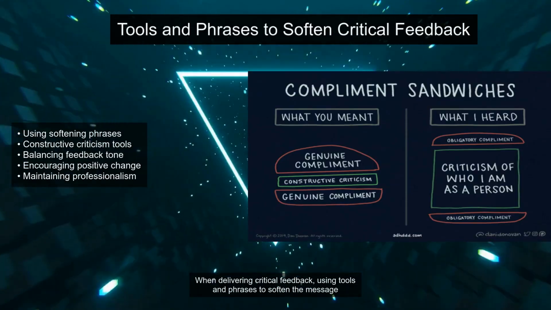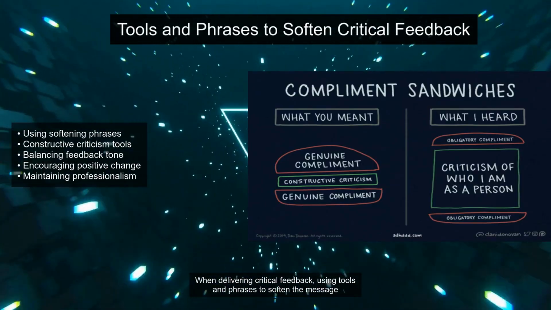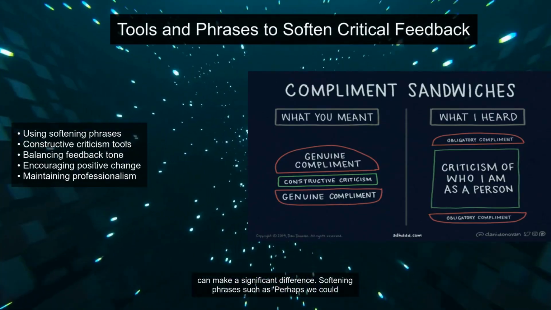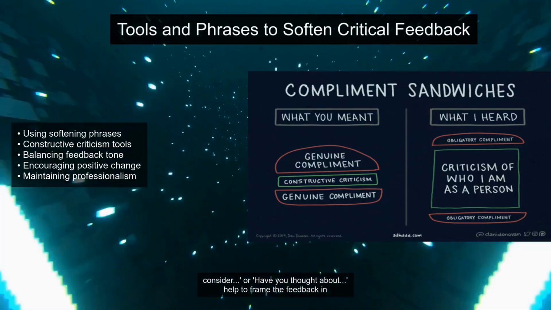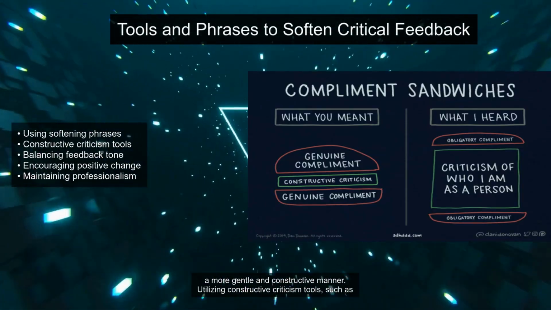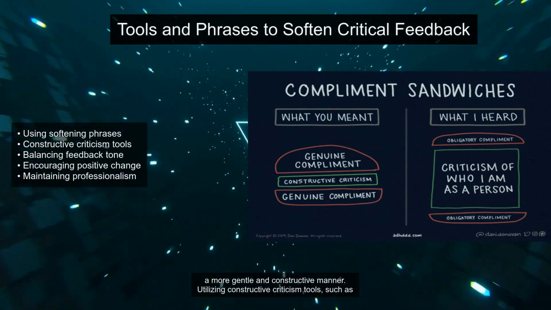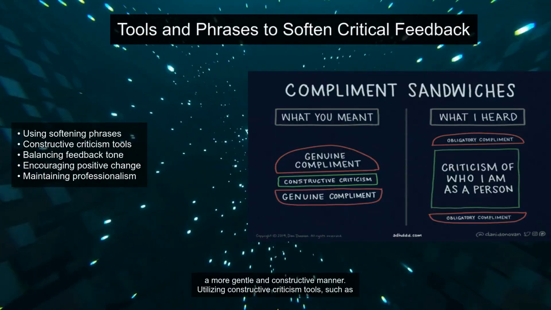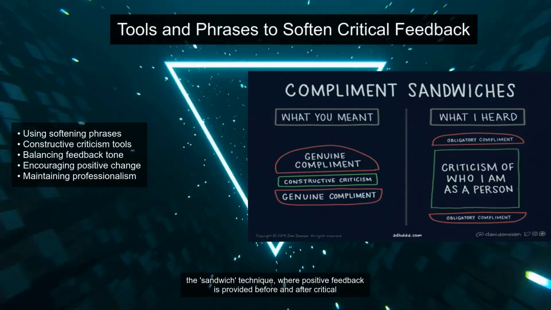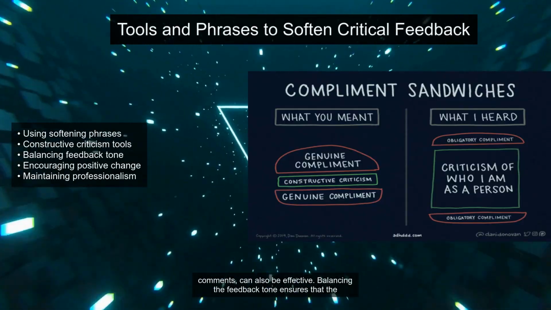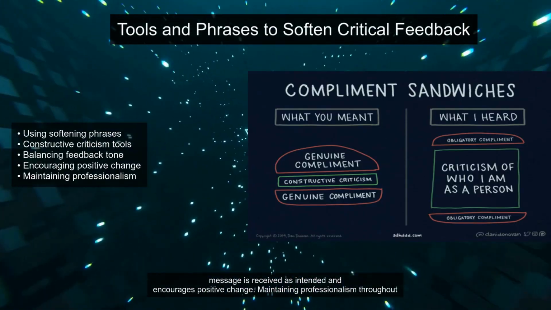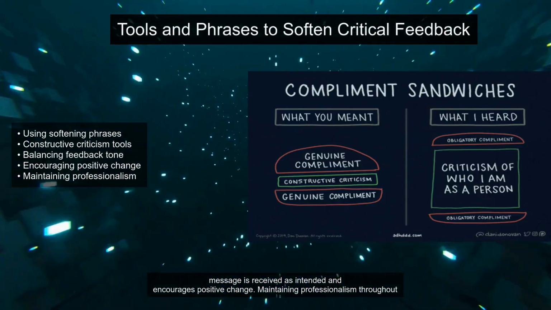When delivering critical feedback, using tools and phrases to soften the message can make a significant difference. Softening phrases such as "perhaps we could consider," or "have you thought about," help to frame the feedback in a more gentle and constructive manner. Utilizing constructive criticism tools, such as the sandwich technique, where positive feedback is provided before and after critical comments, can also be effective. Balancing the feedback tone ensures that the message is received as intended and encourages positive change.